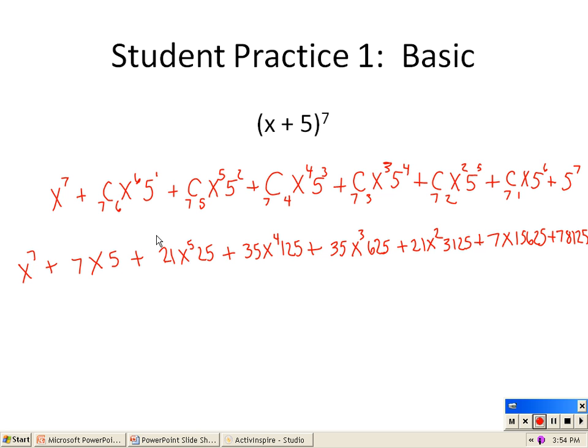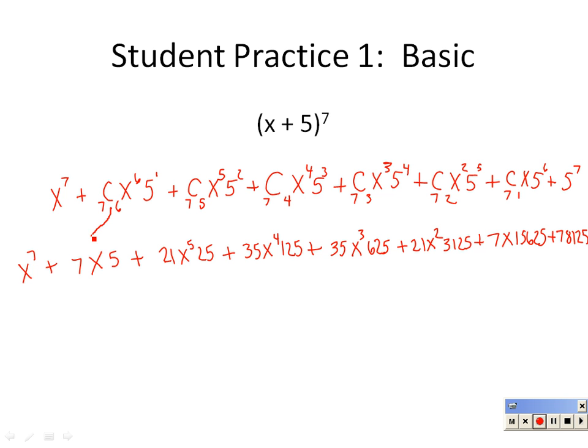Okay, so I went ahead and calculated all those. So let's see. The combination of 7 and 6 there would be 7. And then 5 to the 1st power is obviously just 5. The combination of 7 and 5 gives 21. And 5 squared is 25. And then the combination of 7 with 4 is 35, and 5 to the third is 125.